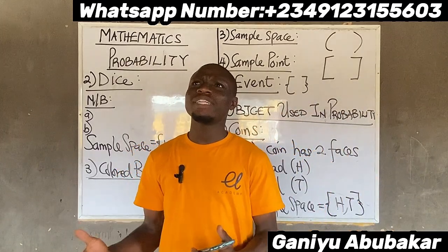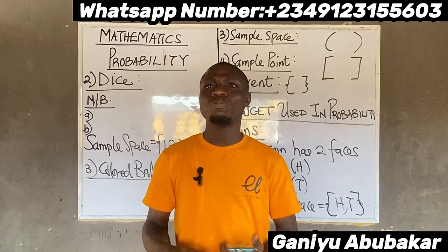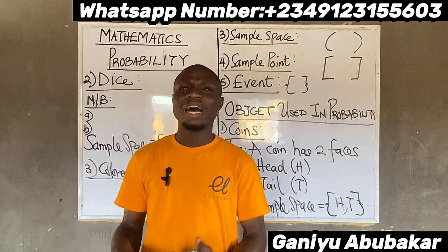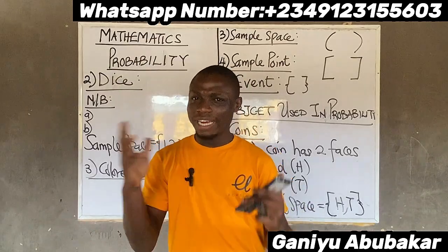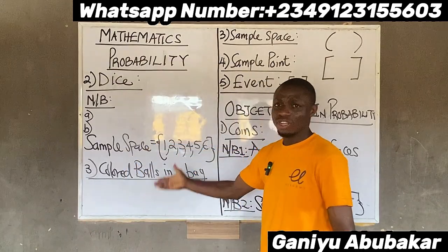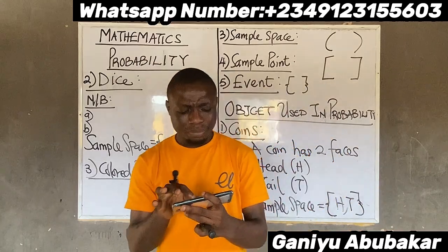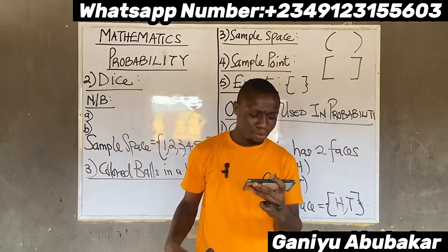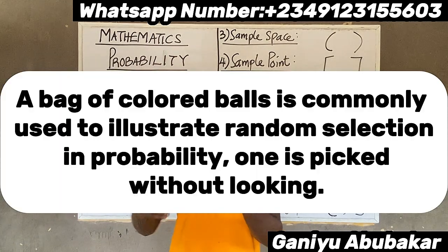I think something like: there's a basket of blue, red, and green balls to be picked at random. What is the probability of picking a red ball? That idea comes with colored balls in a bag. A bag of colored balls is commonly used to illustrate random selection in probability.